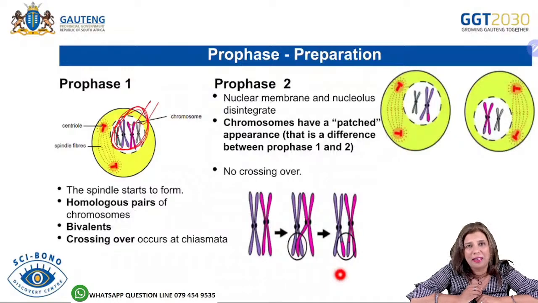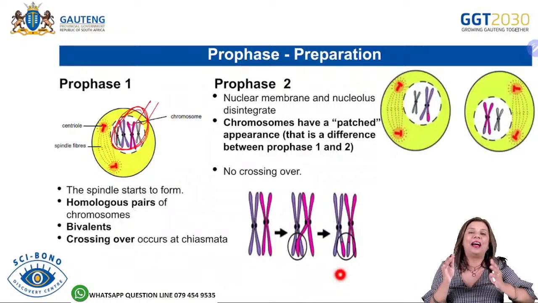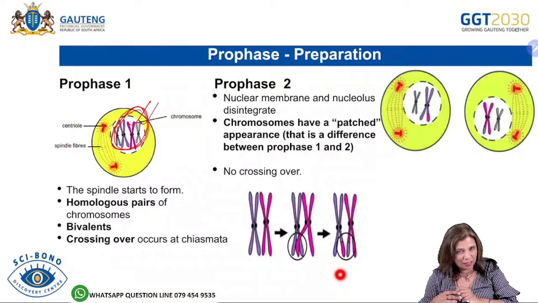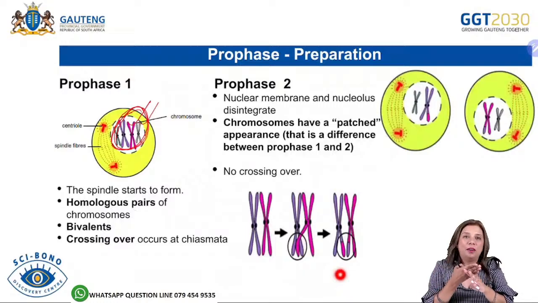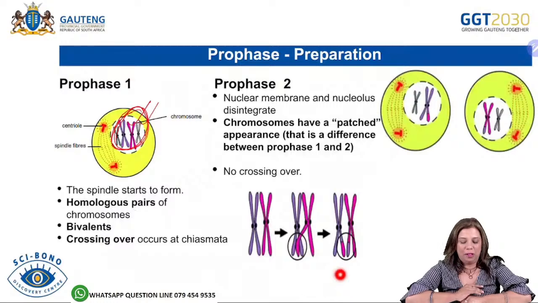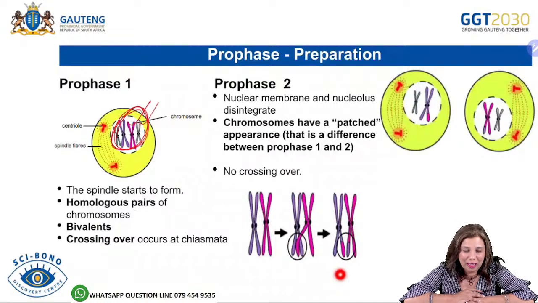Why are they coming to lie next to each other? Because crossing over is going to occur. So when these homologous pairs come to lie next to each other, they make contact with each other. And when they make contact with each other as bivalents, crossing over occurs. So crossing over occurs at the chiasmata.